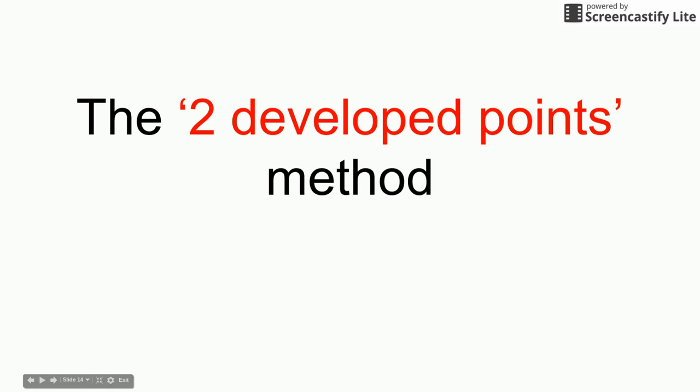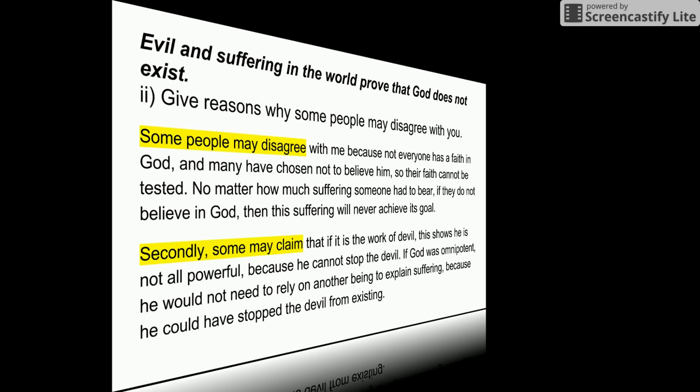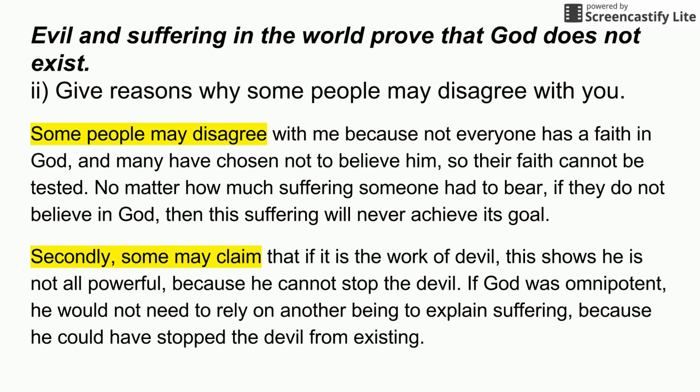Now, just to show you how to do the 2 develop points method, if you don't want to bring in 3 for each side, you can bring in 2, but you need to develop them. So I'm going to take that last example and pick 2 of those 3. So give reasons why some people may disagree with you. Here, we've got the one about not everyone has a faith. And so it's developed here by saying no matter how much suffering someone had to bear, if they do not believe in God, this suffering will never achieve its goal. So that's stating why saying that about a test of faith is not useful for some people.